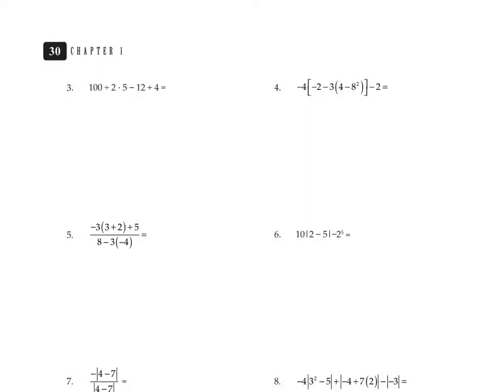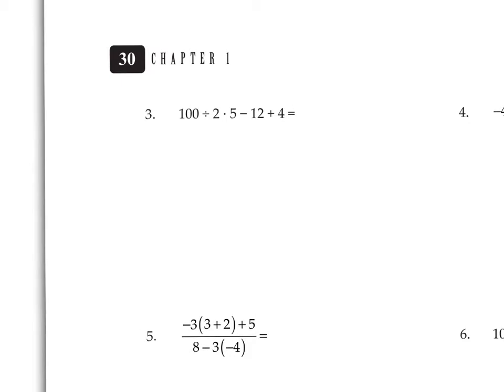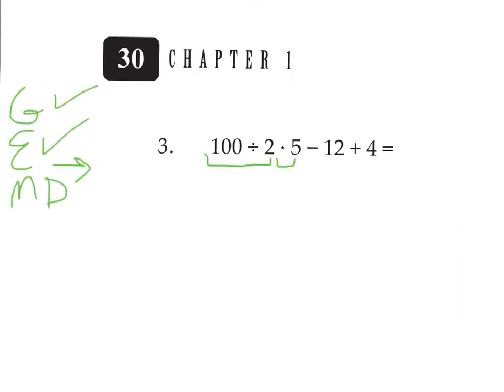All right, in example 3, still working on order of operations. Start with, are there any grouping symbols? Doesn't look like it. There are no exponents, so we're going to start with multiply and divide, left to right. Here they are. There's a divide here, there's a multiply here. If we work them left to right, we should do the divide first. 100 divided by 2 is 50. 50 times 5 is 250.